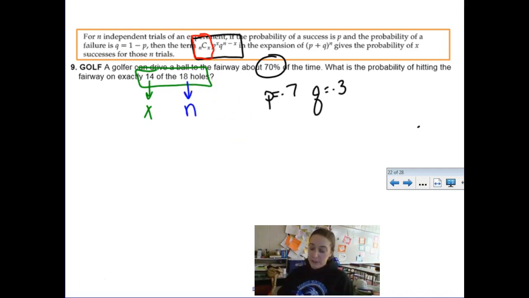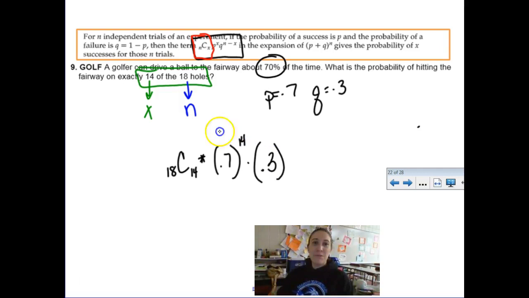So using our little formula here, it would be out of 18 trials, so we're going to take combinations of 14, and we're going to multiply that by the probability of success, which is 0.7, to the X power, so to 14 times he's going to succeed, times probability of failure, which is 0.3, and then he would fail, let's see, 4 times, right? 18 minus 14 is 4.